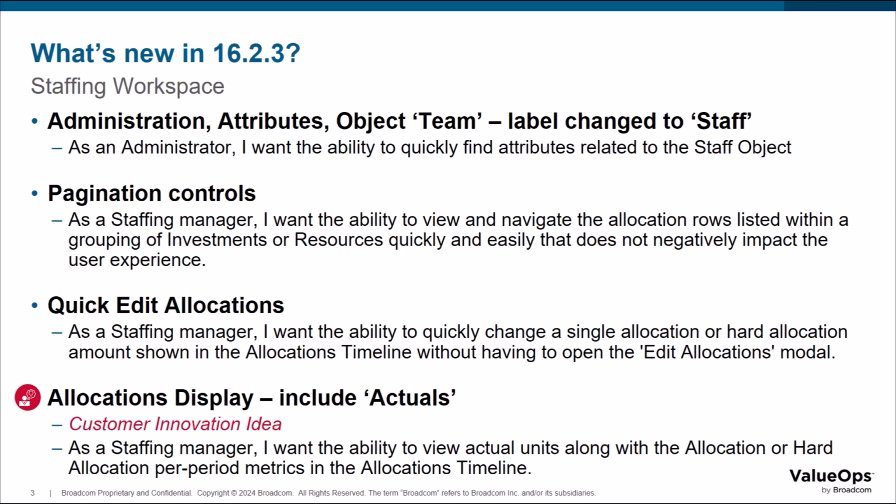As a staffing manager, I want the ability to view actual units along with the allocation or hard allocation per period metrics in the allocations timeline. Implemented in response to a customer innovation idea, this new enhancement provides more information to ensure staffing decisions are aligned with posted actual units, leading to more accurate planning and efficient utilization of resources.